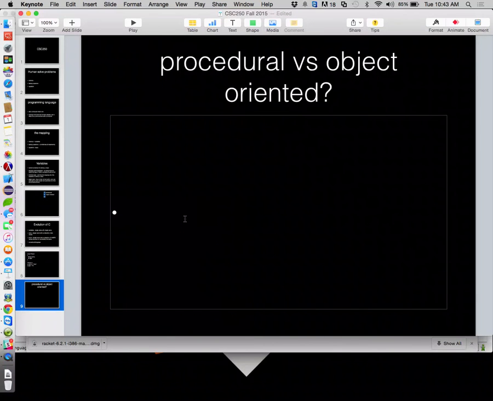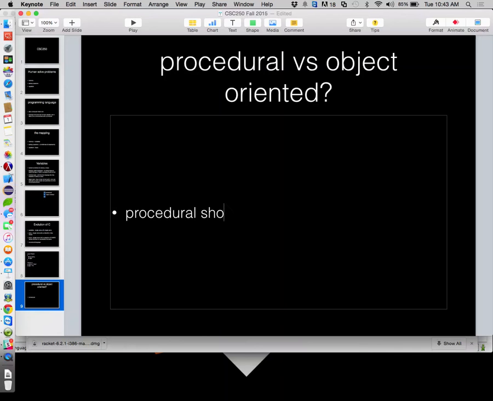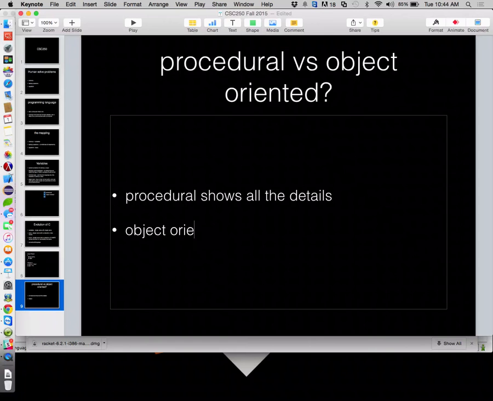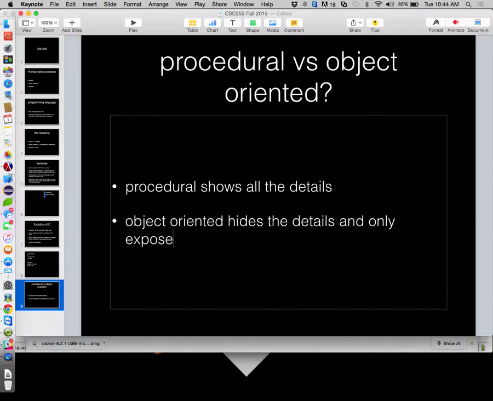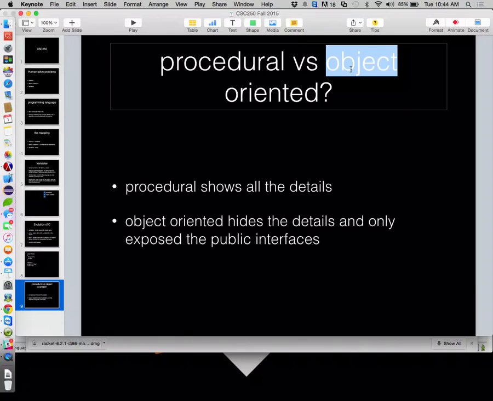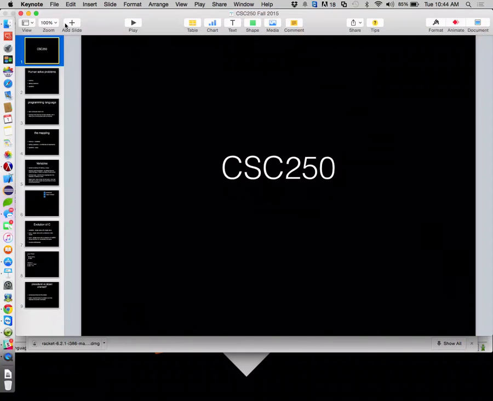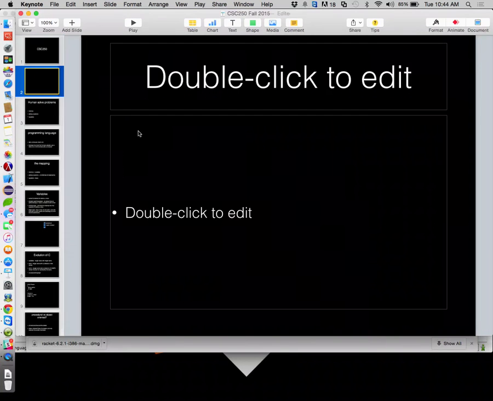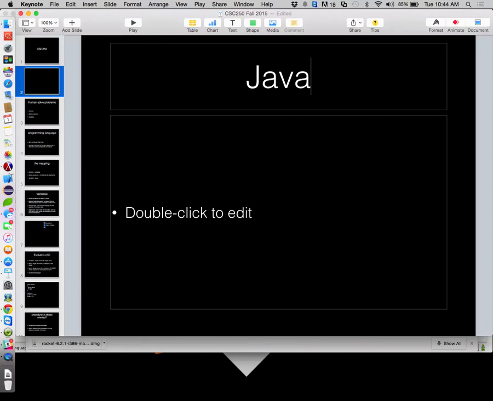So this is procedural, shows all the details. Object-oriented hides the details, and only exposes the public interfaces. All right, so our modern languages are all object-oriented. Java is one of those. Okay, so if we're going to create a slide here right at the beginning, that's going to give some definition to Java as we stumble upon it.